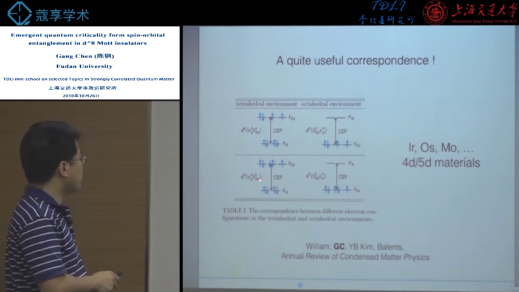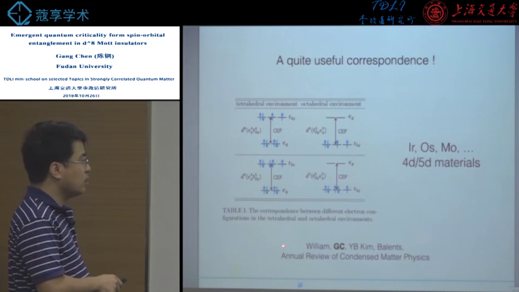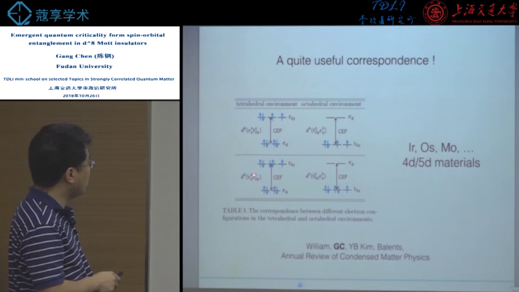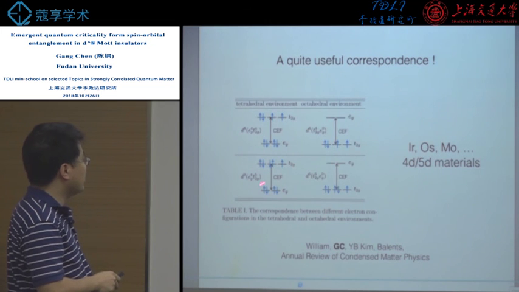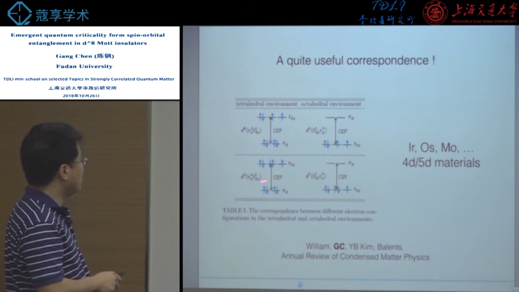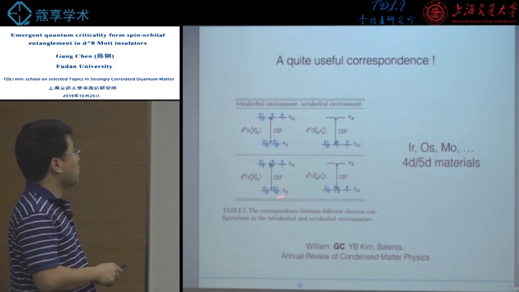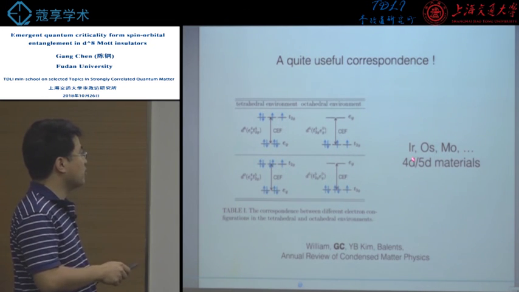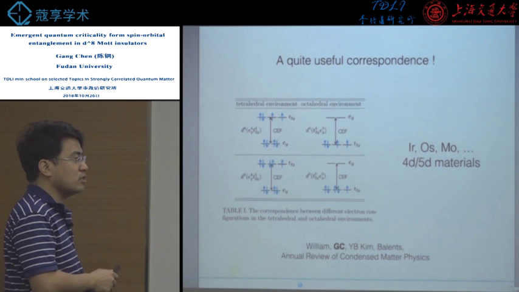Similarly, there is a correspondence between the D9 configuration and D5. You can make the list a little bit longer. So there is a 1-to-1 correspondence between one and another, just by removing the EG shells. So from this simple correspondence, one can realize the spin-orbit coupled physics, such as the iridates, osmates, and molybdates, in the context of 3-dimensional transition metal oxides.